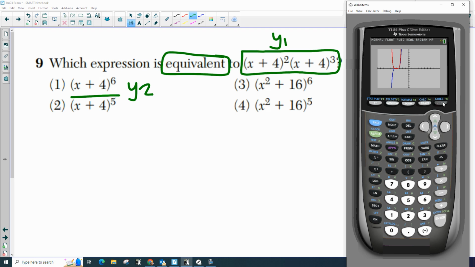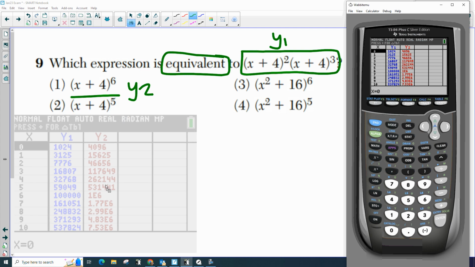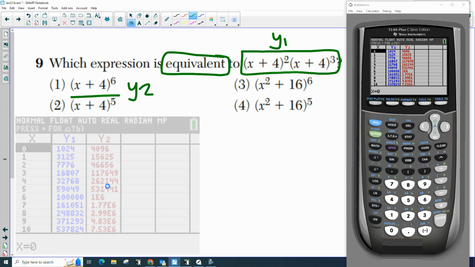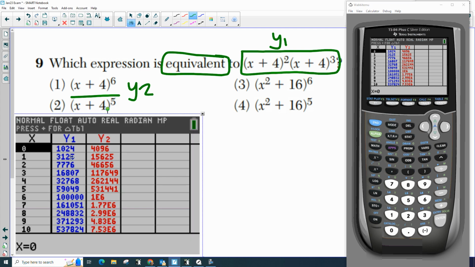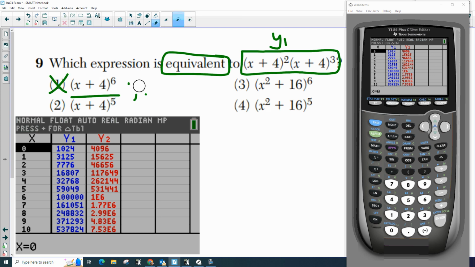Okay, so hopefully we will see here. I'm going to bring this over so that we can compare the two. We can see that these values, the y1 and the y2, are not the same. That means they are not equivalent. Okay, and that means that choice 1 is not our answer. So I'm going to go ahead and try choice 2.